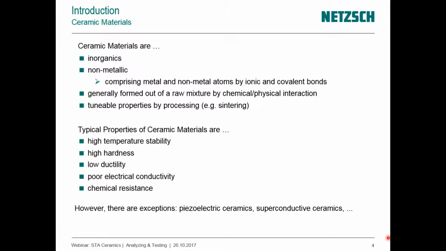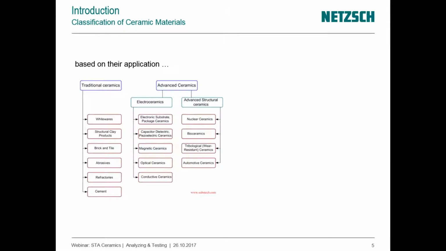Typical properties would be high temperature stability, high hardness together with low ductility, poor electric conductivity, and chemical resistance. Nevertheless, due to the wide variety of different chemical compositions, there is a high possibility of exceptions to these typical properties. There are also well-known piezoelectric ceramics, like for instance barium titanate components, or even superconductive ceramics like the cuprates.